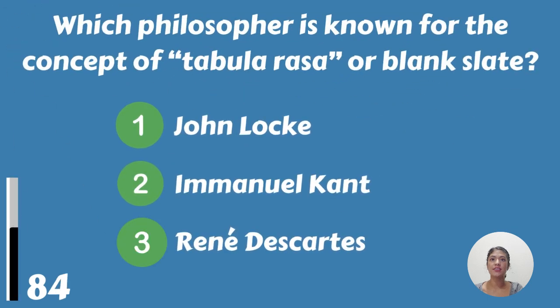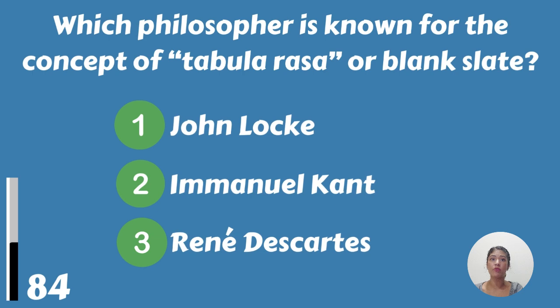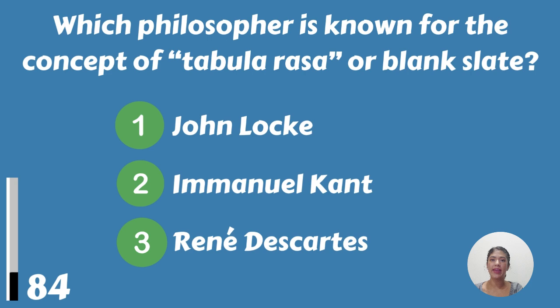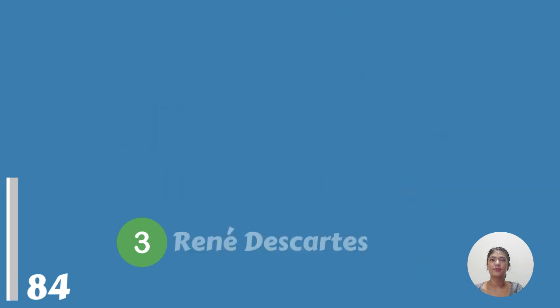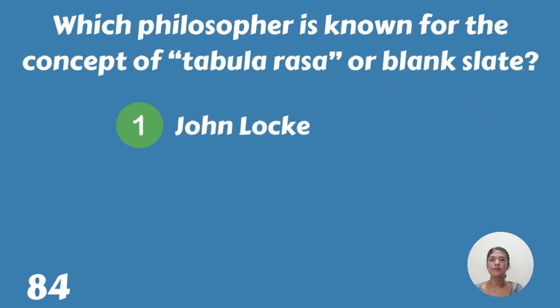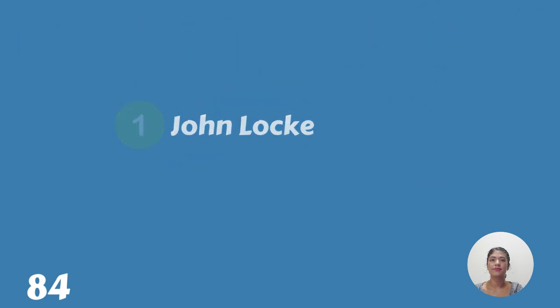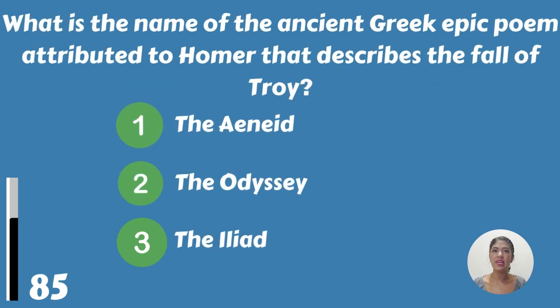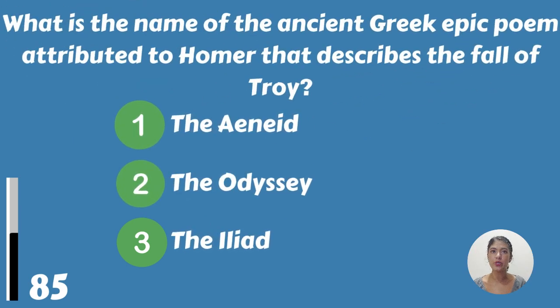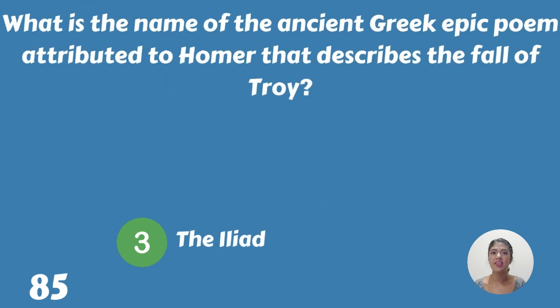Which philosopher is known for the concept of tabula rasa or blank slate? John Locke, Immanuel Kant, René Descartes. John Locke. What is the name of the ancient Greek epic poem attributed to Homer that describes the fall of Troy? The Aeneid, the Odyssey, the Iliad. The Iliad.